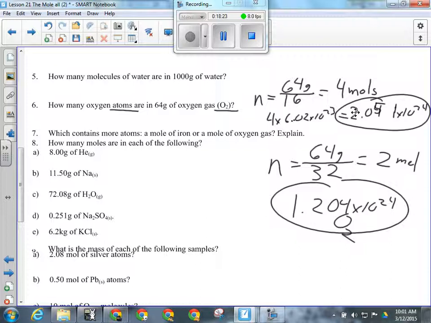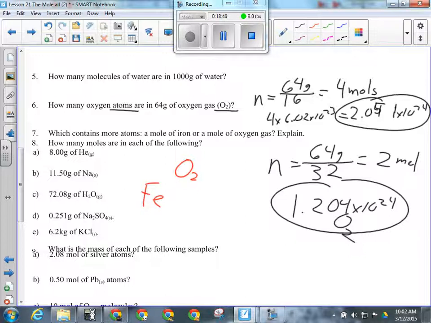For number 7? Actually, number 7 requires no calculations. Which contains more atoms, a mole of iron or a mole of oxygen gas? Well, if I have a mole of oxygen gas, remember that oxygen gas has 2 atoms in it, where iron doesn't come as a pair. So a mole of oxygen gas has twice as many atoms as a mole of iron does, because oxygen is a molecule and iron is not. Follow me there? So that requires no calculation. Again, it's just asking, do you know the difference between a molecule and an atom? Tricky way of doing it, but that's what it's asking.